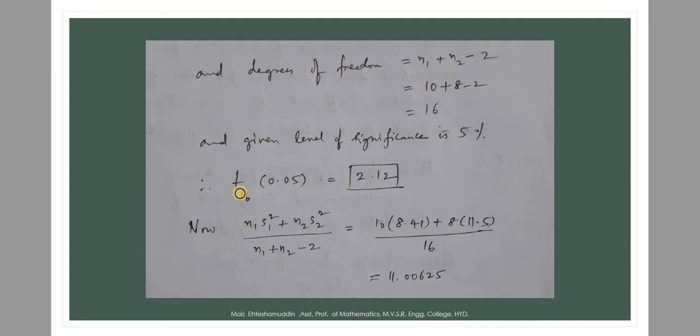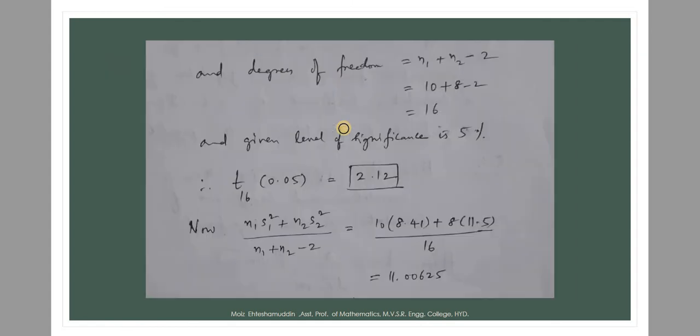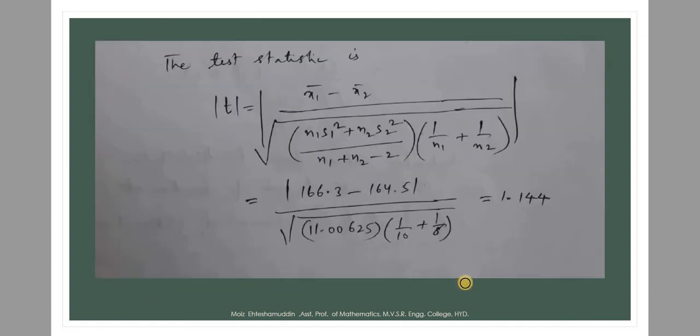and the given level of significance is 5%. So look at the t tables, you will get this particular t value as 2.12, and you know in the next slide that the t which we have to calculate is x1 bar minus x2 bar by the square root of this particular expression, this into this one. This expression I have separately calculated earlier, this n1 s1 square plus n2 s2 square by all these things. So finally it has come as 11.0620065. So this t I have calculated, and the t has come as 1.144.